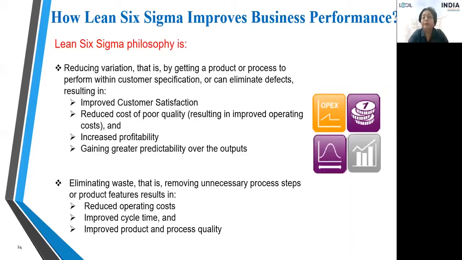How Lean Six Sigma improves business performance. We are more focused on business performance. The Lean Six Sigma philosophy is reducing variation, that is, by getting a product or a process to perform within customer specification, or by eliminating defects, resulting in improved customer satisfaction, reduced cost of poor quality resulting in improved operating cost and increased profitability, gaining predictive outputs.